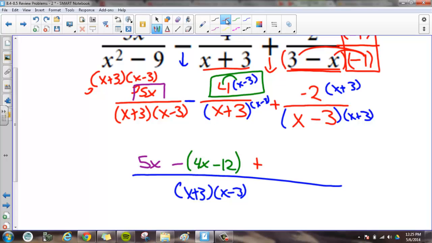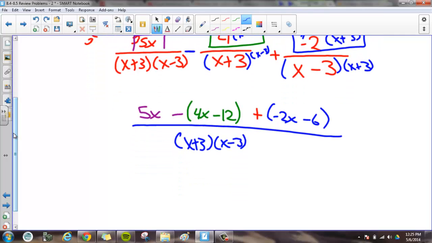Now we're adding this to this right here. Negative 2 times x plus 3. Well, negative 2 times x is negative 2x, and negative 2 times 3 is minus 6. Okay. So we're at this point right now. We got our numerator, but we got to start combining the like terms. So let's first start with how about the x's? Let's bring this 5x together with this 4x along with that negative 2x.